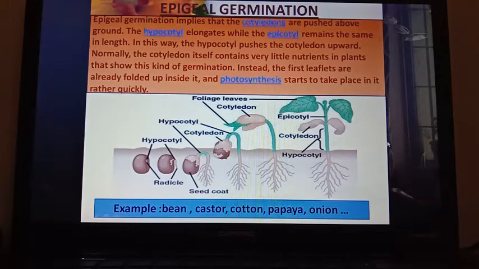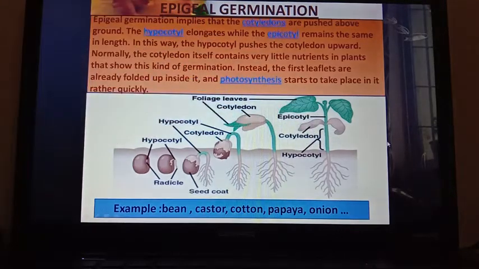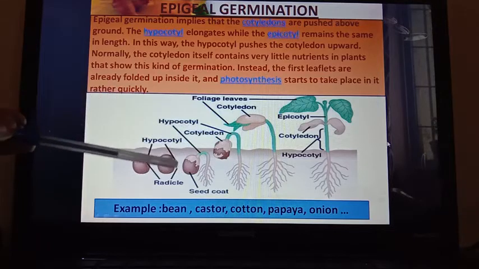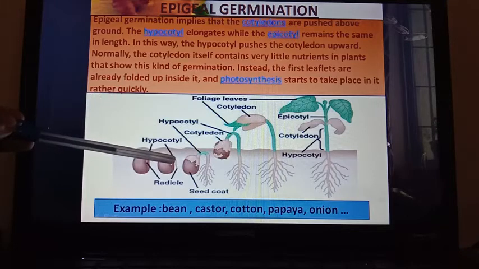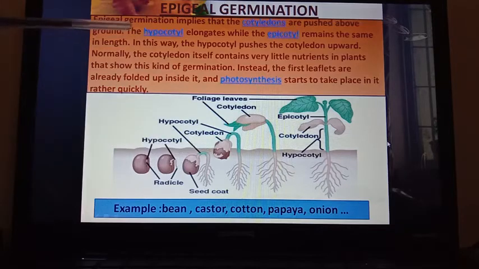So in epigeal germination, which one will elongate? Obviously hypocotyle. And I have told you what is hypocotyle. Hypocotyle is the part that is present just below the cotyledon. You can see this one is the cotyledon, radicle is coming out. This is the process of germination. First radicle is coming out, and this one is hypocotyle, just present above the radicle.